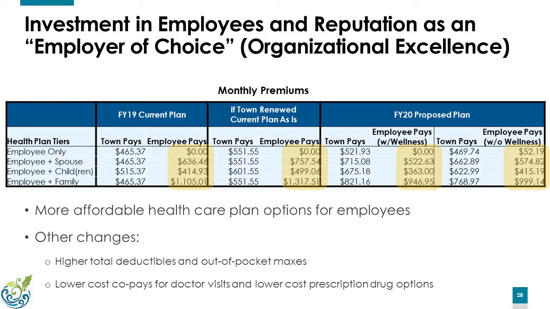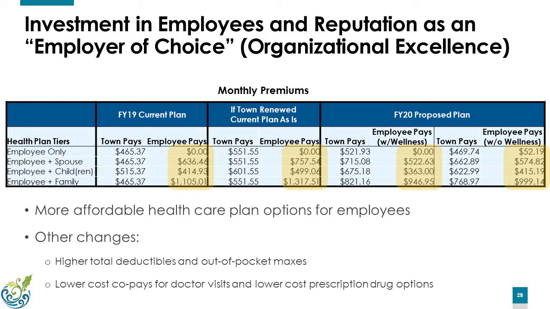And so currently, in the current plan, the employee has no cost share in the employee-only portion. The employee plus spouse is close to $636. Employee plus children, $415. And employee plus family is $1,105. Now, if we had taken this exact plan and transposed it and done no changes based off of the increases from our private health insurer, we would have these particular rates.